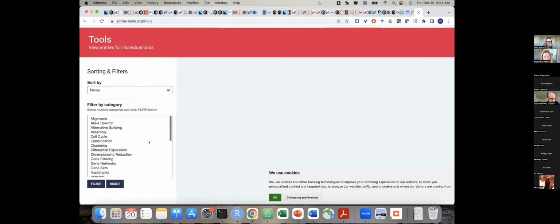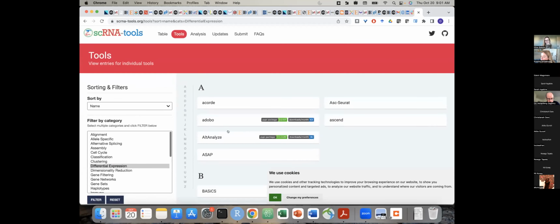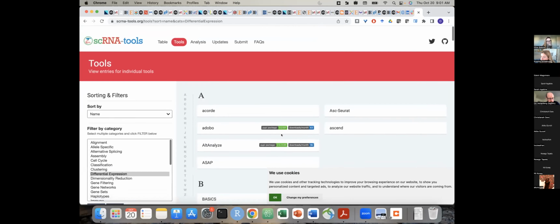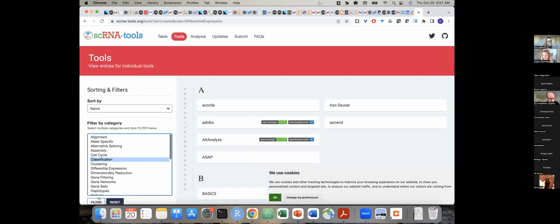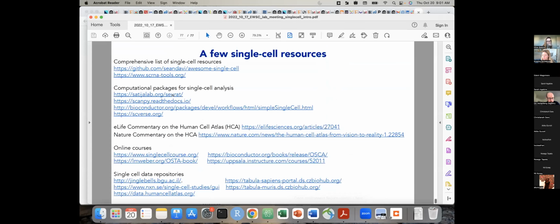So let's say you're interested in differential expression. You can look for tools that do differential expression. It's a nice, organized way of finding things, cell classification and so forth. So those are some lists of tools. Then we have links to software packages. In this workshop we used Seurat, but there are things in Python and so forth if you're interested.